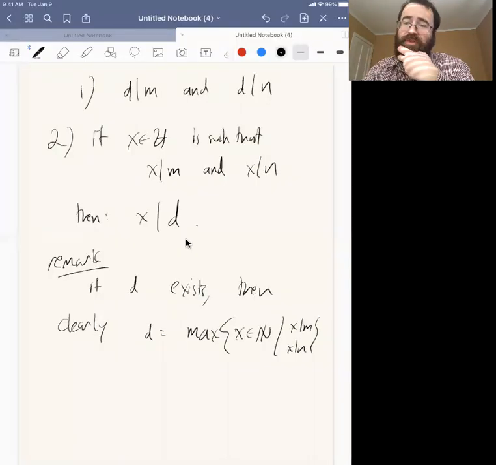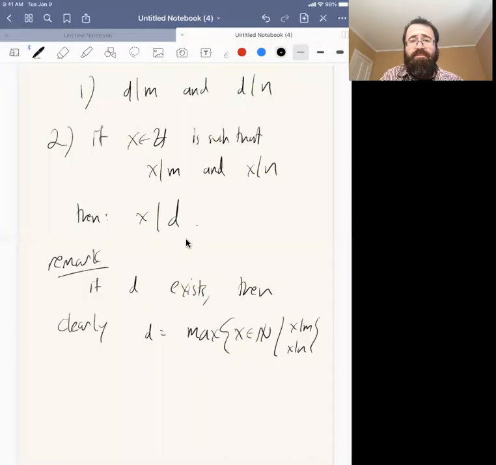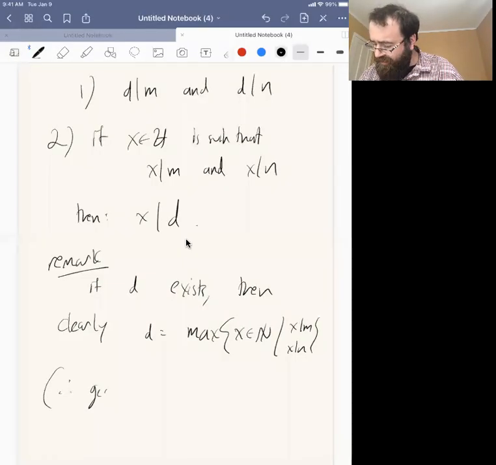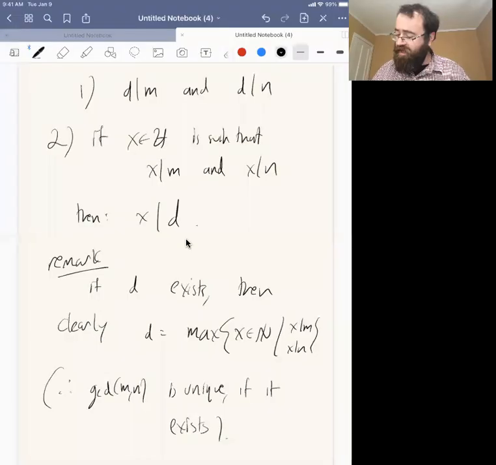So we have to justify why this thing exists. This remark is only saying that if it exists, it deserves its name. It is the biggest common divisor. And furthermore, it's clearly unique, right? So in particular, the GCD of m and n is a unique thing because, well, look, it's the biggest number amongst the set of common divisors. There's only one biggest number in a finite set. So therefore d is unique. So therefore the GCD of m and n, if it exists, is unique. Okay, so that's the first point to make. It really is the greatest common divisor.